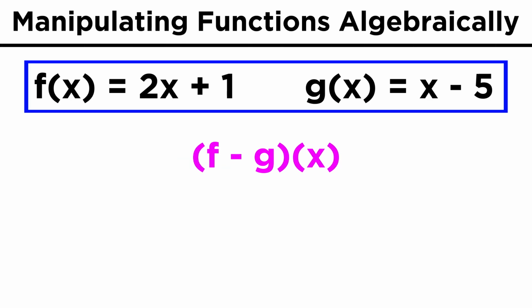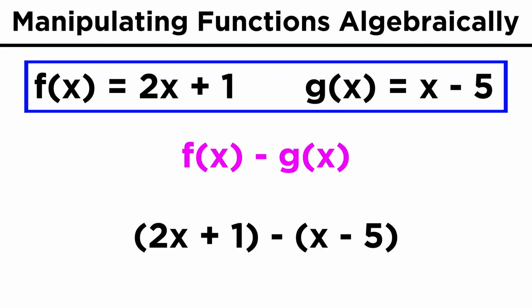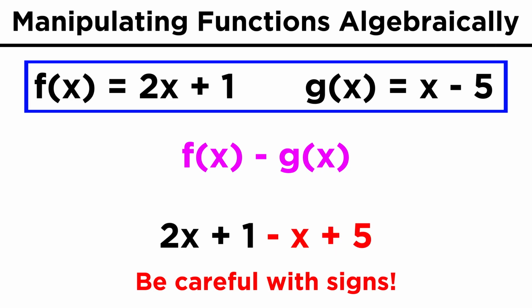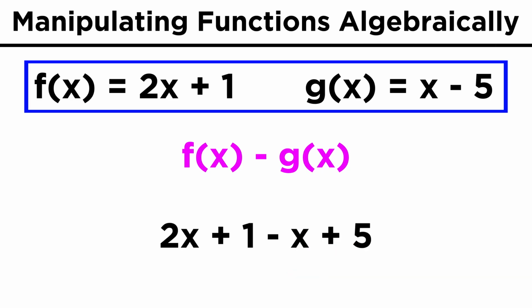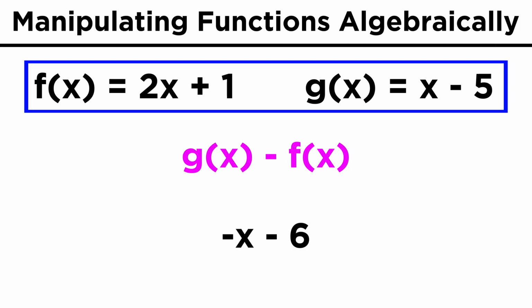We could do f minus g of x, which is f of x minus g of x, or 2x plus 1 minus the quantity x minus 5. Don't forget to distribute this minus sign, which inverts the signs of these terms, giving us 2x plus 1 minus x plus 5, which becomes x plus 6. If we did g minus f, we would get a totally different answer.